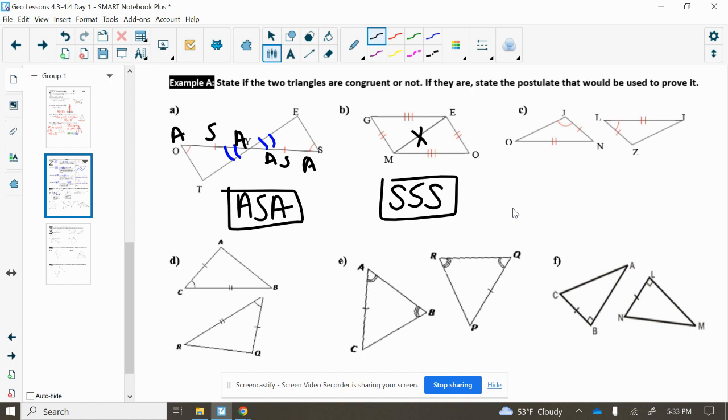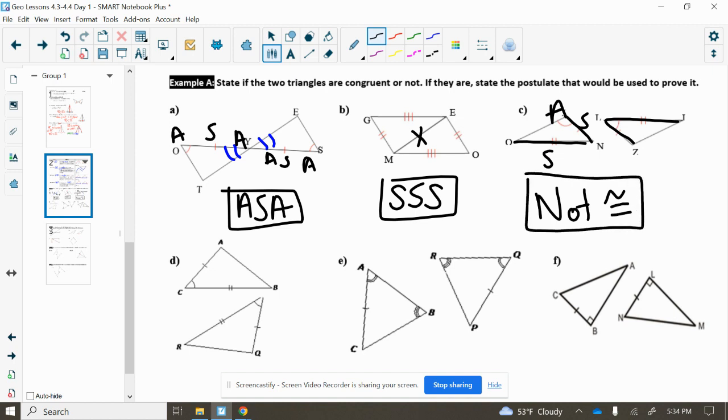Now in this next example, notice we have two sides and the angle not in the middle marked. So again, we talked about how side, side, angle is not a way we can prove triangles congruent. And also if you look at the other one, while this one is side, angle, side, it's not the same order as that first triangle. So this would be an example where they are not congruent to each other because they did not match up.